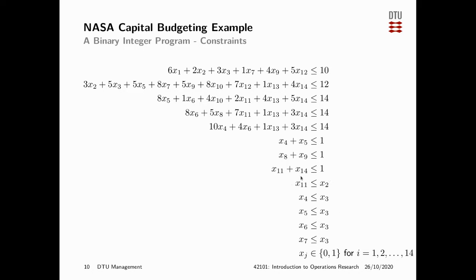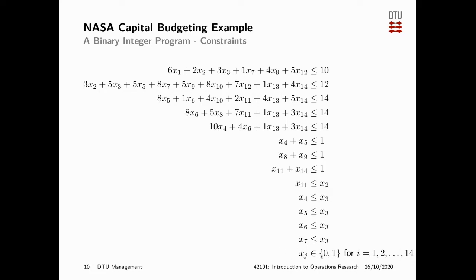Down here, you see some constraints. These just model the mission dependencies. You might also recall that mission 11 depends on mission 2. So if I don't select mission 2, I cannot select mission 11, and you will see that this constraint guarantees that. If X2 is 0, mission 2 is not selected, then X11 must also be 0, i.e. mission 11 is not selected. If X2 takes the value 1, then X11 can also take the value 1, indicating that the 2 missions are selected. And we have a similar structure for missions 4 and 3, missions 5 and 3, missions 6 and 3, and missions 7 and 3.